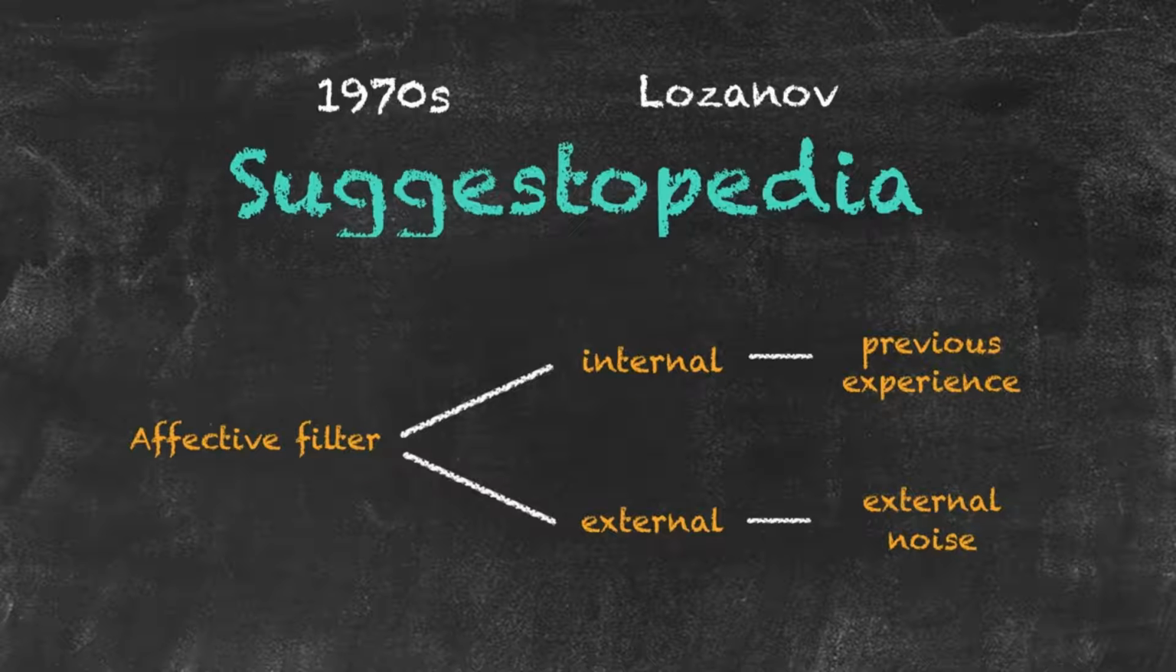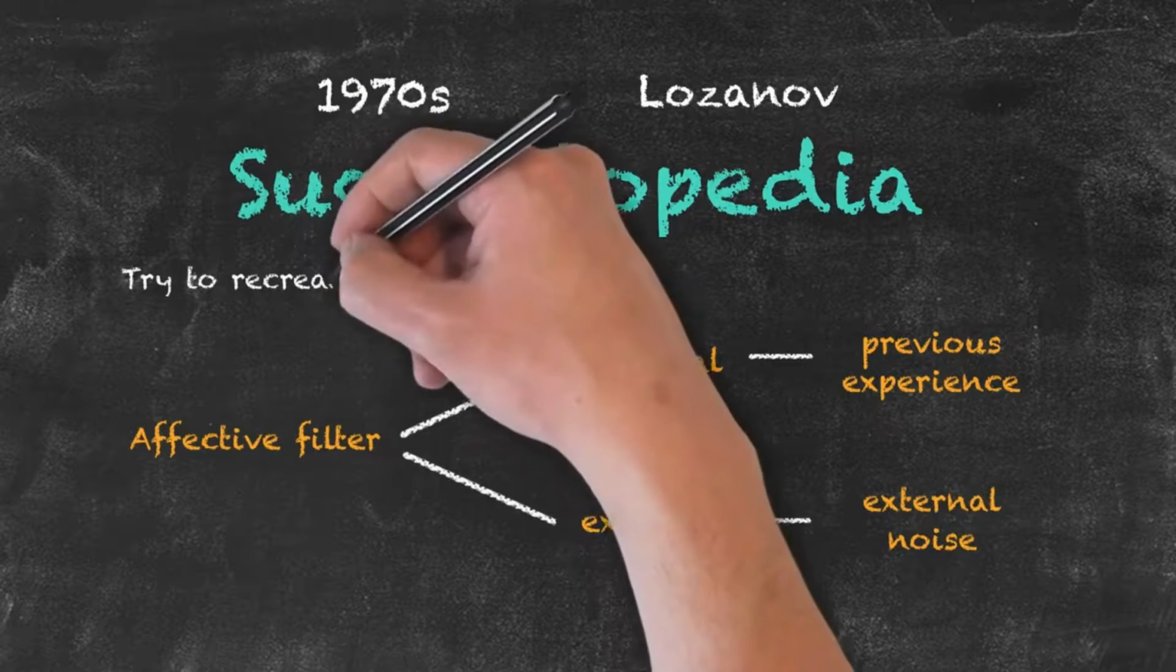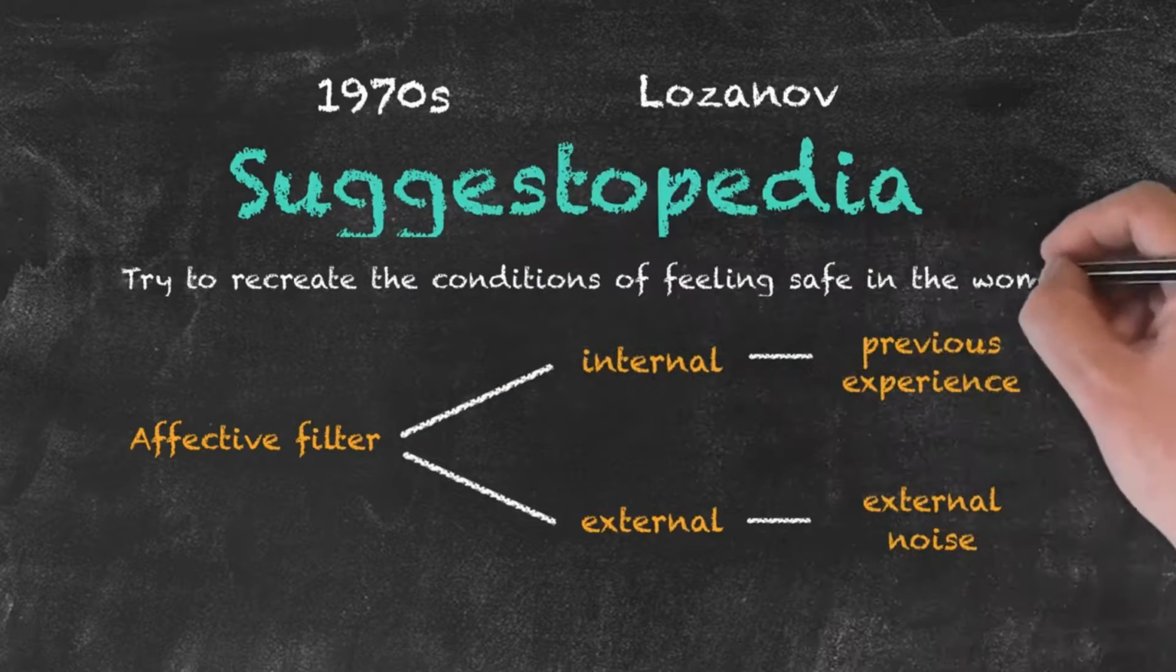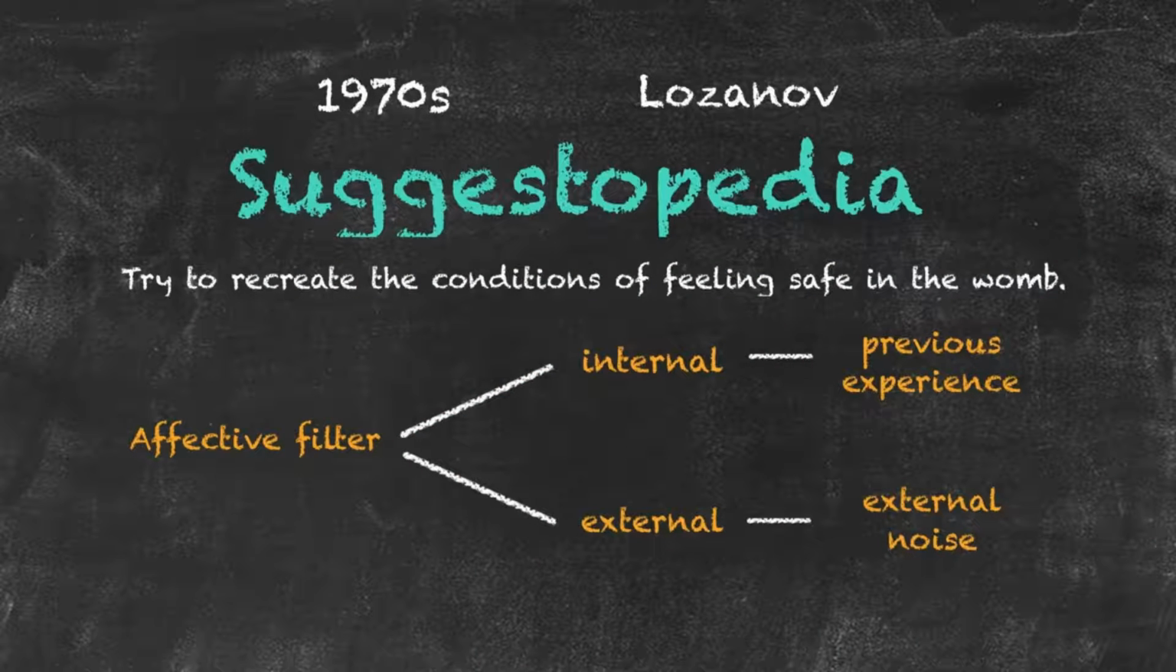The idea of Suggestopedia is that we reduce this affective filter to its lowest possible value. Now, theory tells us that the affective filter has its lowest value when we're in the womb. And so one of the ideas of Suggestopedia was to try to recreate the conditions of feeling safe in the womb, and our affective filter will now be at its lowest possible value. We will be the most receptive to learning at that point.